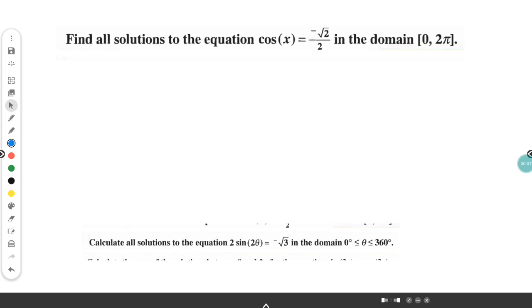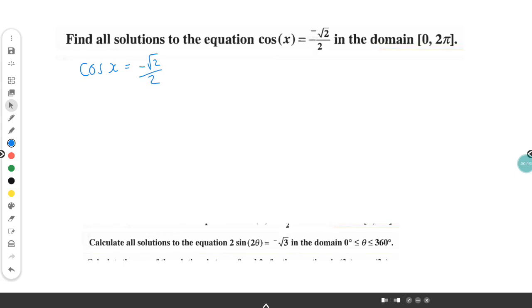Okay, here's our second example. Difference here is we've got a negative cosine value, but we're still dealing with the same domain. Okay, so let's write it out. Cosine x equals negative root 2 on 2.